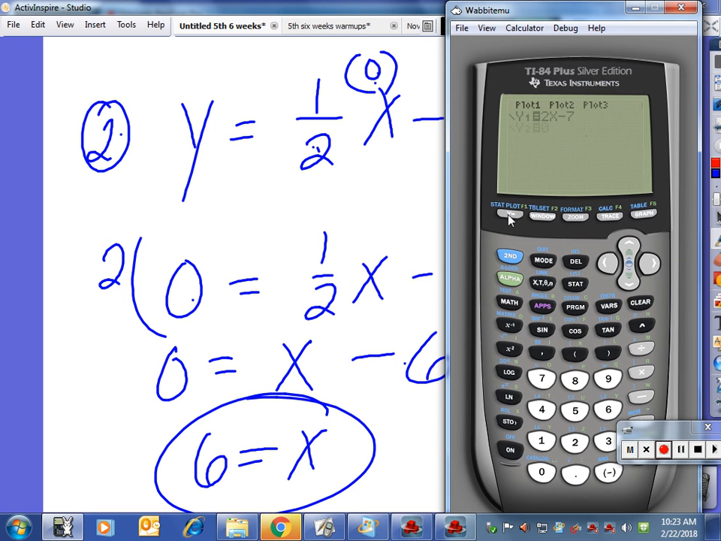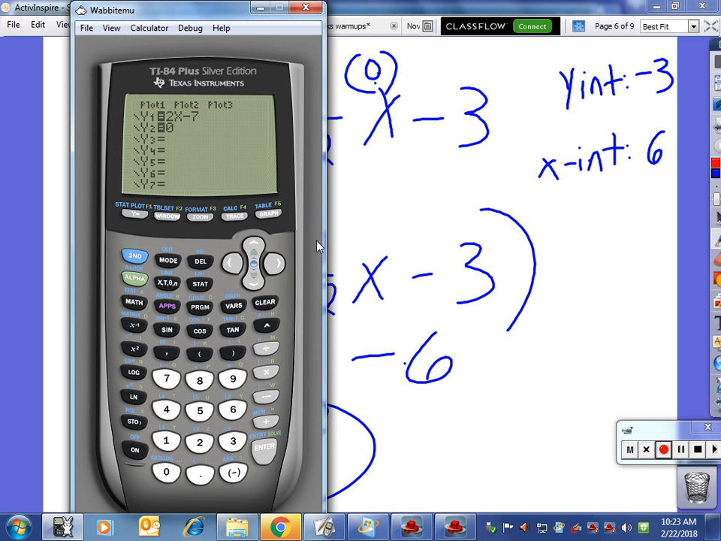Now, let's check it in the calculator. Y equals 1/2 x minus 3. Finding an x-intercept means I'm finding a 0. I'm going to calculate where they intersect. I'm supposed to get a 6. Does it look like 6? It does. And it is.